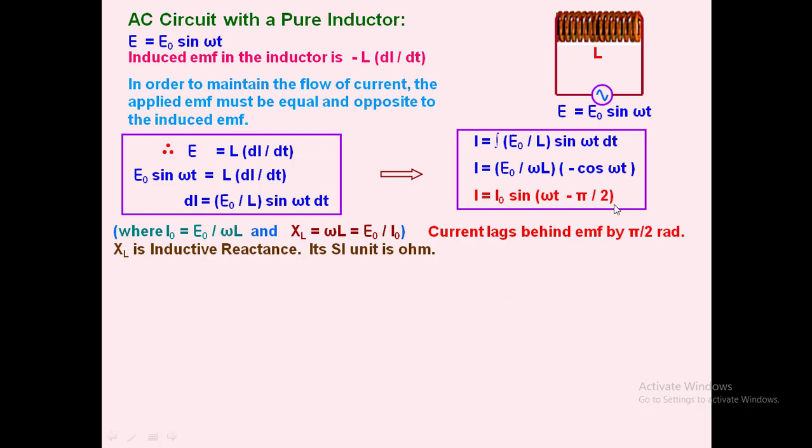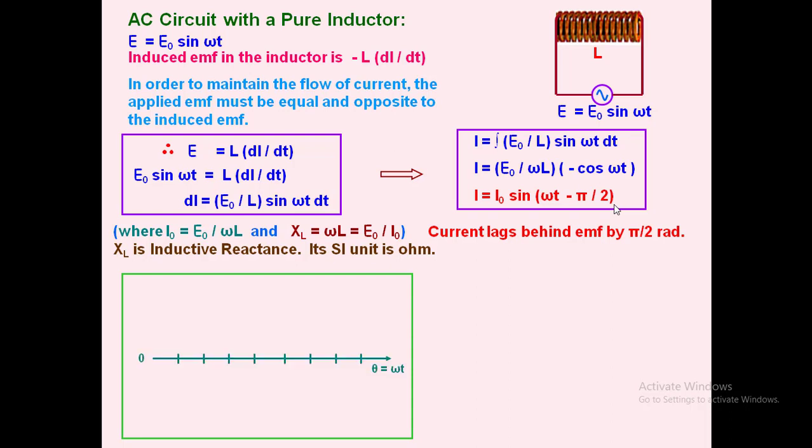So, whenever an AC source is connected with respect to a pure inductor, current lags behind EMF by pi by 2. In other words, we can say EMF leads current by an amount pi by 2. Now you can represent in sinusoidal waveform. Theta equal to omega t: pi by 2, pi, 3 pi by 2, 2 pi, 5 pi by 2 and so on. You can convert the angular displacement in terms of time period as T by 4, T by 2, 3T by 4 by substituting the value of omega as 2 pi by capital T.